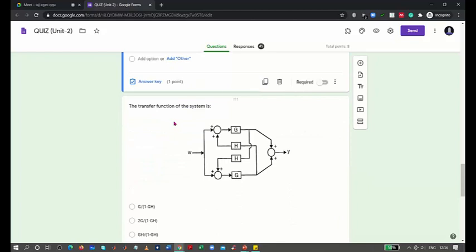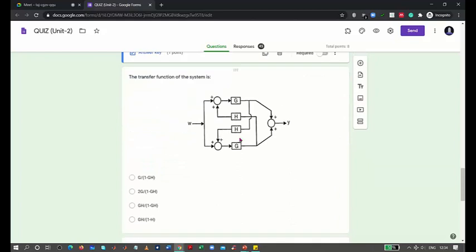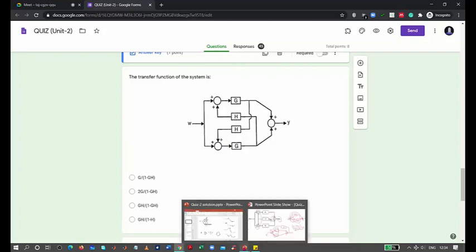Now the next question is: the transfer function of the system is given as shown. So in this particular problem, you will surely face problems using the block diagram reduction technique, because you will be stuck at this particular point. You cannot move this point to the other side of the summation point here or at this side. So you will get stuck if you apply the block diagram reduction technique.